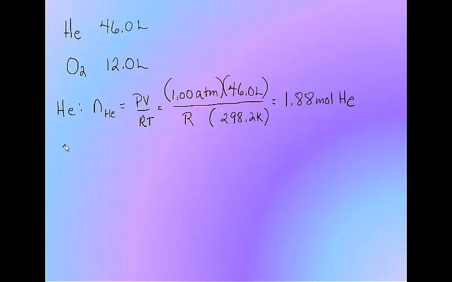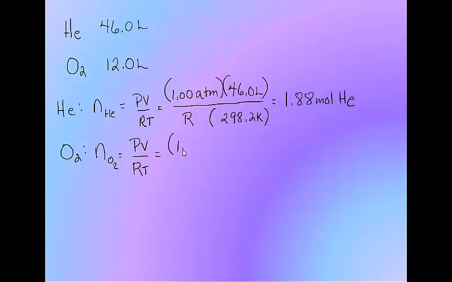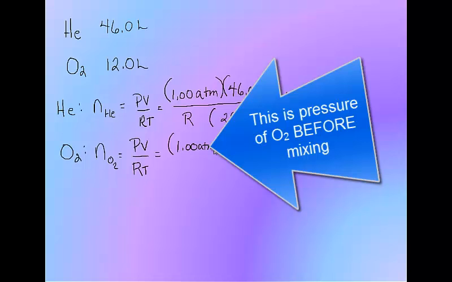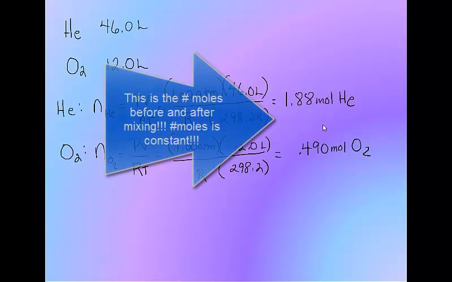Do the same thing for the oxygen gas. Number of moles of oxygen gas, PV over RT. Oxygen gas is also at 1 atmosphere, different volume. R is the same. Temperature is the same. And I get 0.490 moles of oxygen gas. That's what's in my mixture.